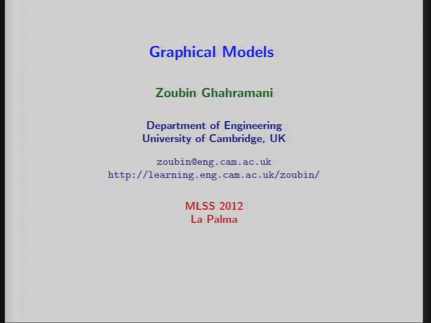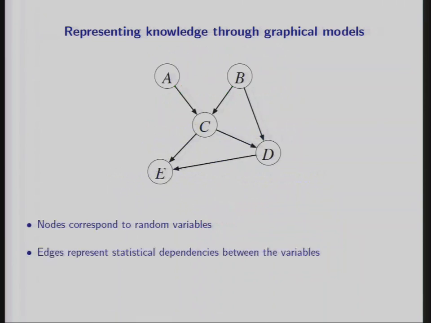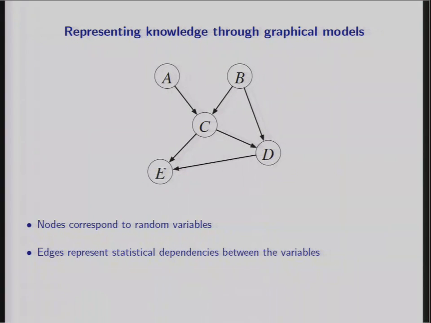Okay, so graphical models are a way of representing knowledge about complex domains. And the basic idea is that if you have a complex domain in terms of some probabilistic model, then a graphical model is a way of representing dependencies between the variables in your model. The nodes in a graphical model correspond to random variables, A, B, C, D, E in this case, and the edges represent statistical dependencies between your variables.